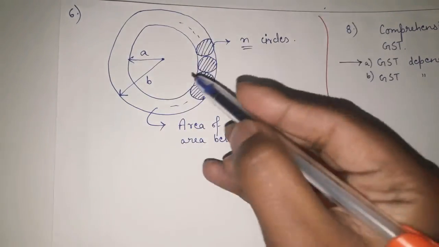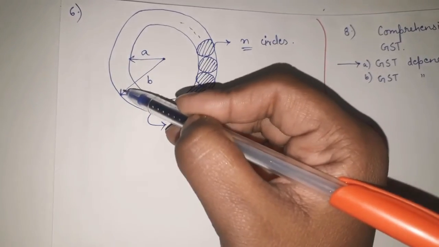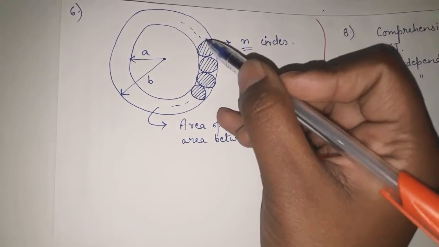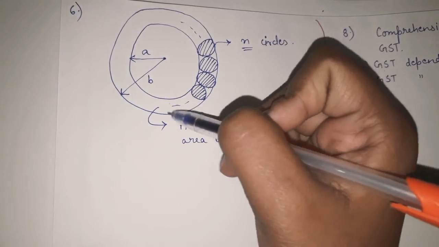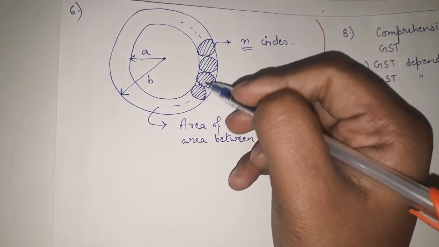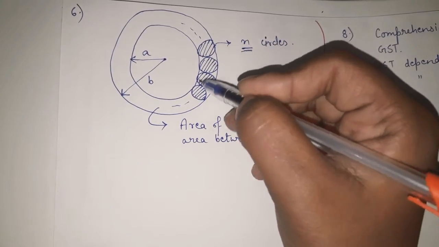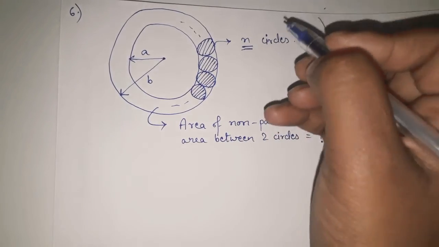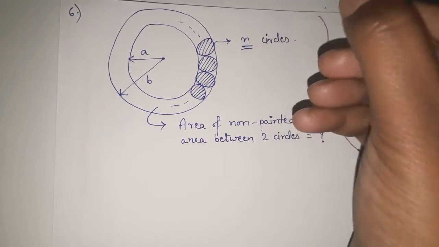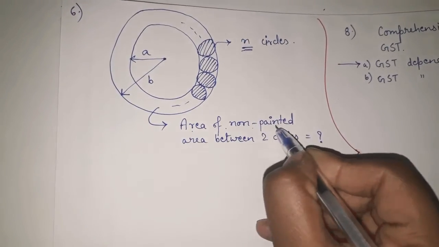The meaning was that 2 circles are given to us. The radius of one circle is A, the radius of another circle is B. Now, in between these 2 circles, in this border, many small circles are there. They are painted with some color. They have told that there are n circles, and these n circles are painted with some color.